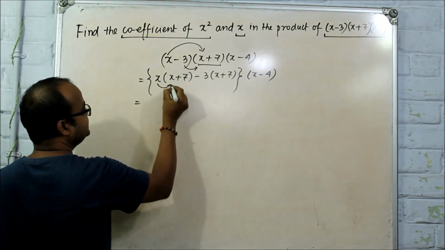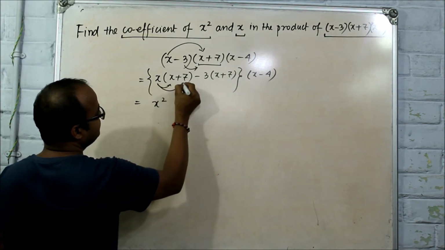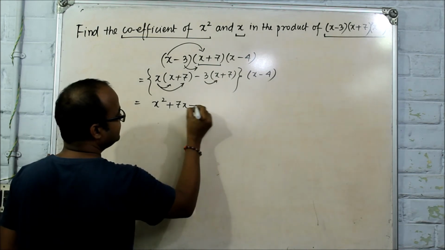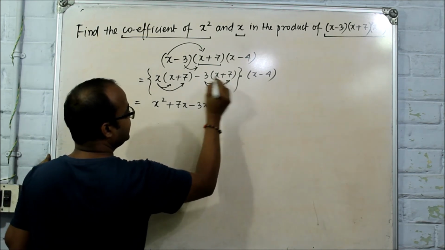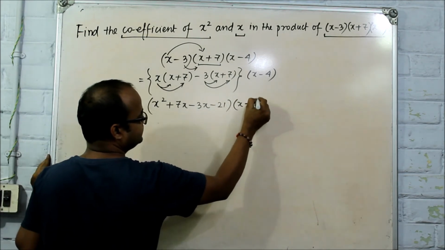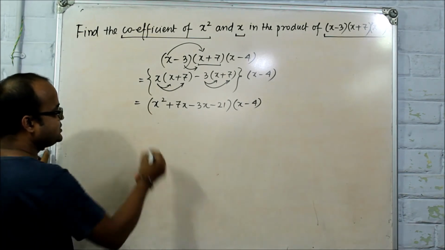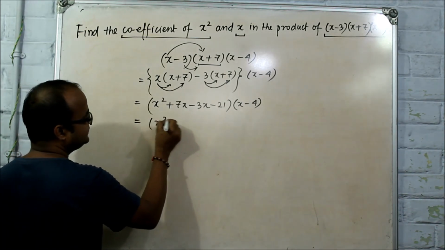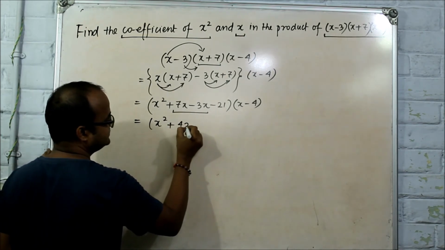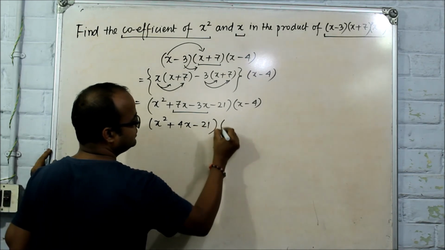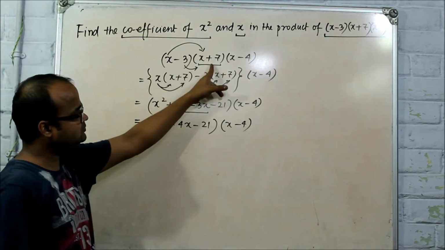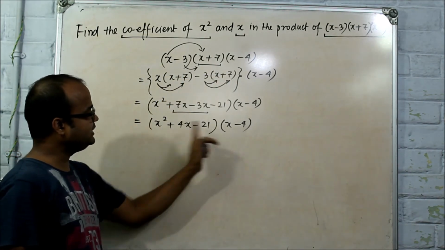So x into x, x², plus 7x minus 3x, plus minus 21, times (x − 4). So let us simplify this term. This will be equal to x² plus 7x minus 3x, which is plus 4x, minus 21, multiplied by (x − 4). So this is the product of these two terms, and then we are going to multiply these two.